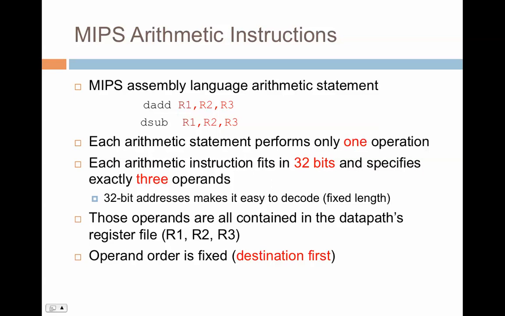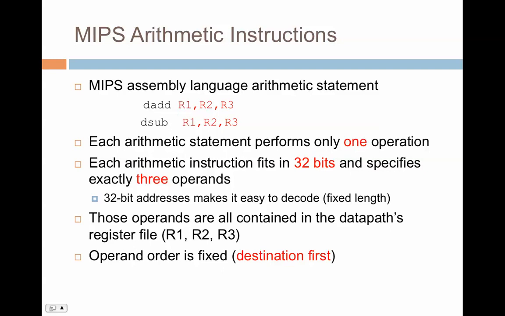Now in this particular case, we can specify this with exactly 3 operands. There are other instructions where the number of operands might vary, but in this format there are 3 operands. Those operands are all contained in the datapath register file. So we have a register file which is going to have R1, R2 and R3. In certain cases we might also have immediate instructions where the immediate value will also be in the datapath. But in this case there are 3 registers. And most often the operand order is fixed, which means the destination is always the first register.